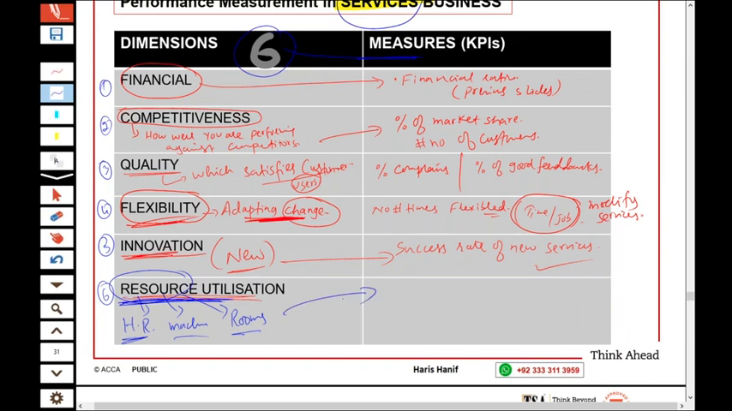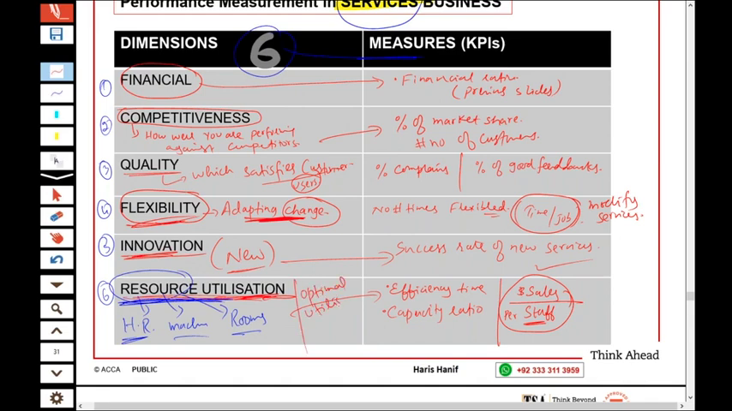And you can measure the resource utilization through efficiency time, capacity ratio, or sales per staff, that is how much money one staff is bringing to the organization. That is utilization of the available resources, and the utilization should be optimal utilization. Optimal utilization, that is the best use of the available resources.